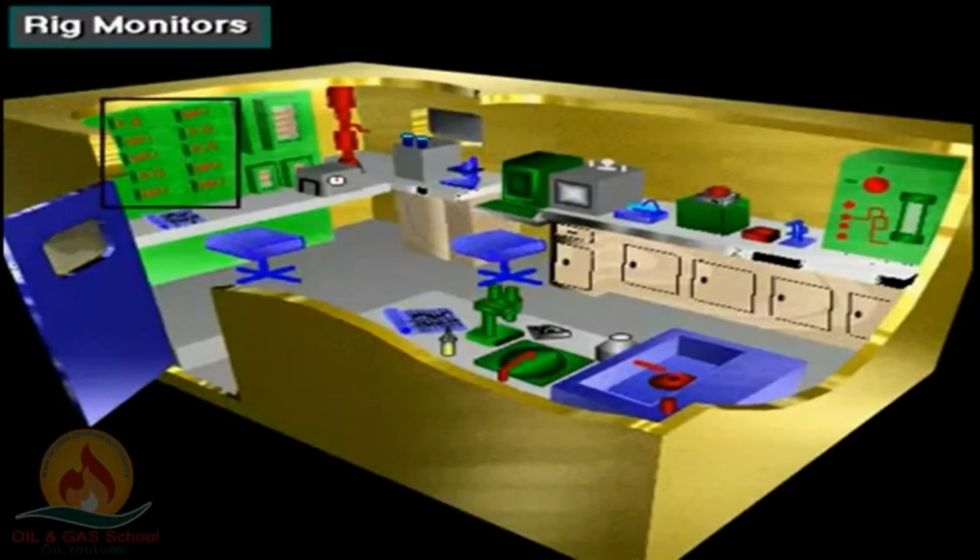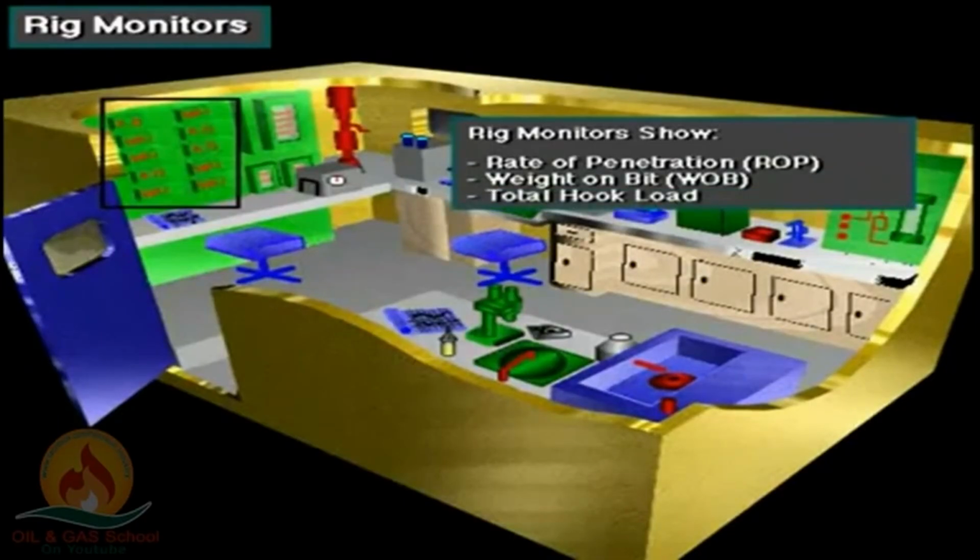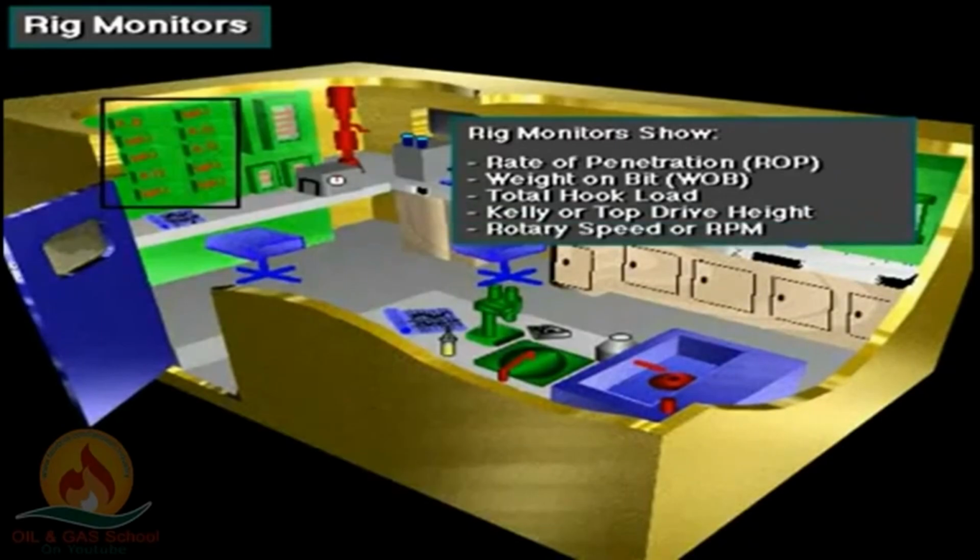Rig monitors give readouts to the mud logger, a person whose specialty is observing and analyzing mud and cuttings. The rig monitors show the rate of penetration, or ROP, how fast the bit is drilling. Weight on the bit, or WOB. Total hook load. Kelly, or top drive height. Rotary speed, or RPM.